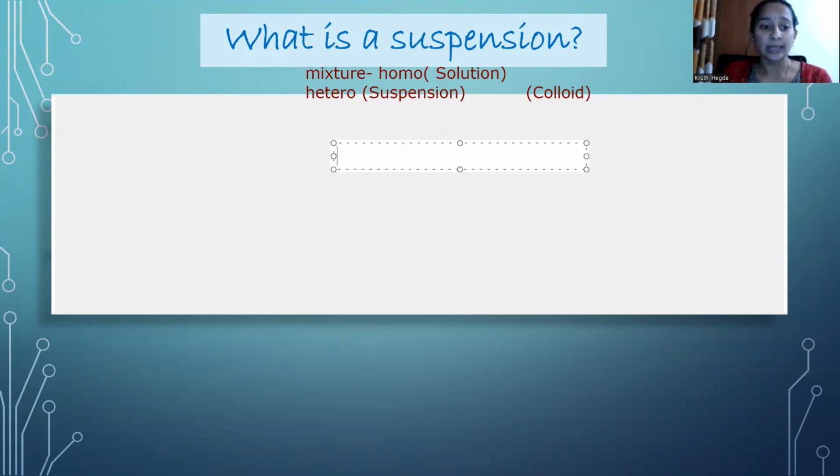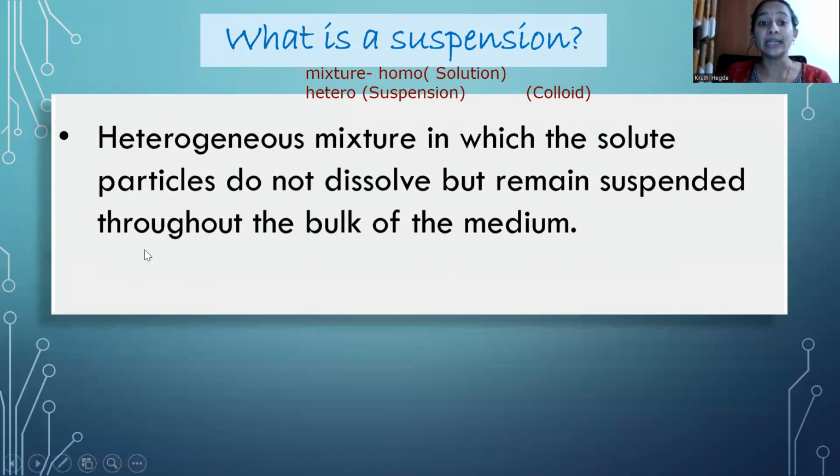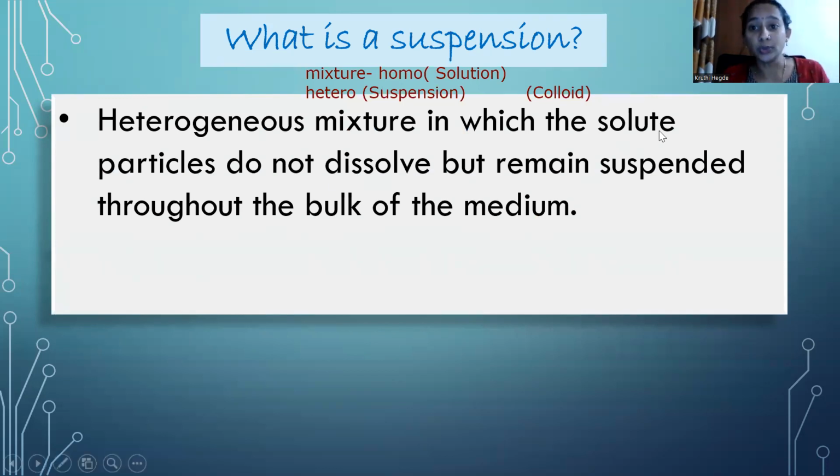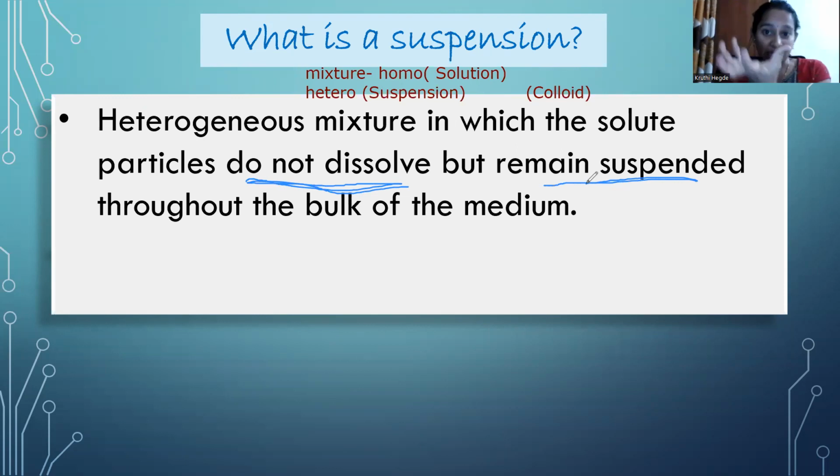What is suspension? Let us understand. Suspension is nothing but a heterogeneous mixture in which the solute has a larger particle size. Particles are larger and they do not dissolve in the solvent. This is very, very important. They do not dissolve but remain suspended. If we add sand to water, the sand does not dissolve but gets suspended in the solution, and such a mixture is called a suspension. As it is suspended in the solution, it is called a suspension. Got it?